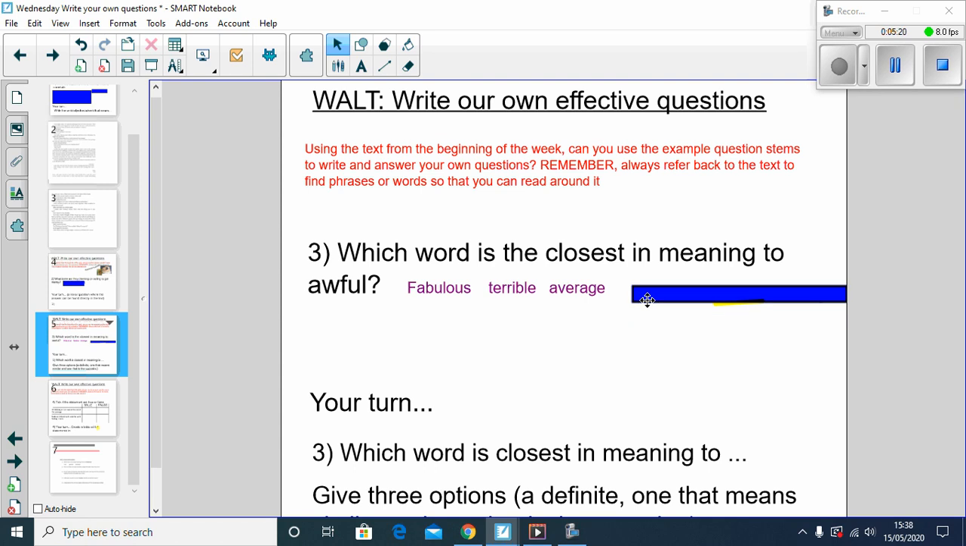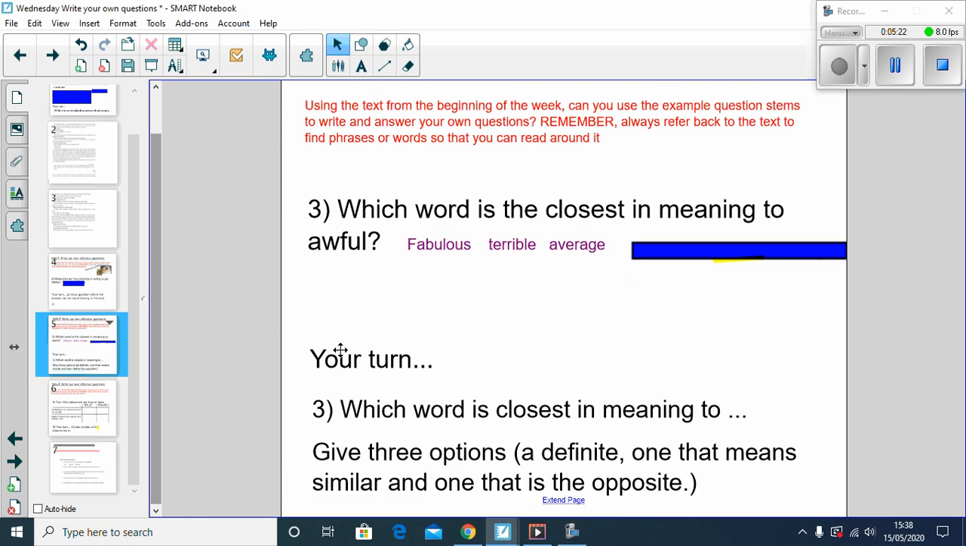Okay, so when it's your turn, you will write "which word is the closest in meaning to". You'll find a word from the text, and then you'll give them three options. One needs to be the correct answer, so it needs to be a synonym. One needs to be similar to trick them up, and then one needs to be the complete opposite. Okay, so pause the video and have a go at writing question stem number 3.